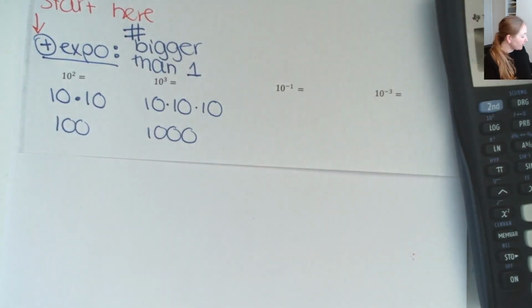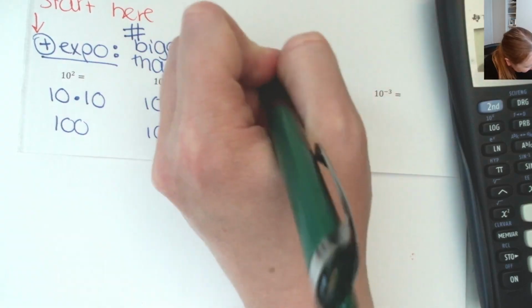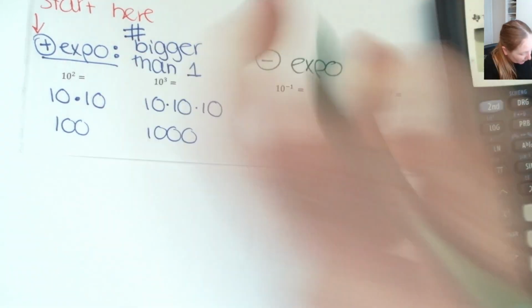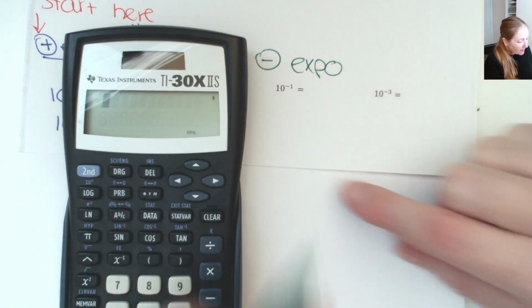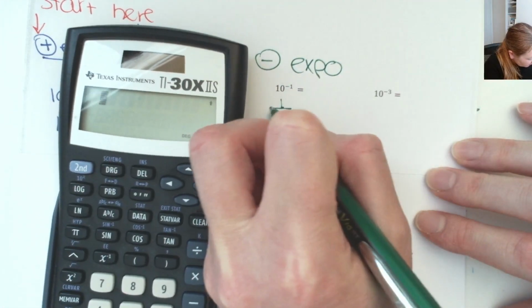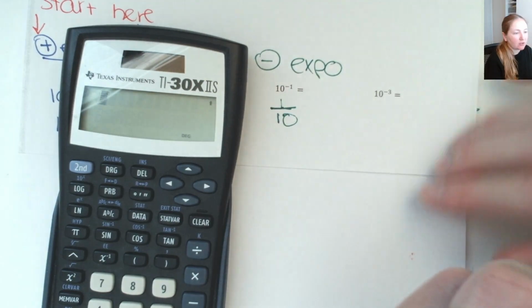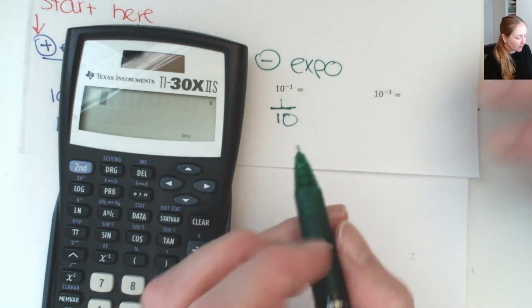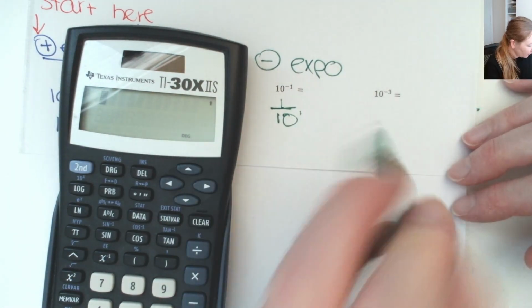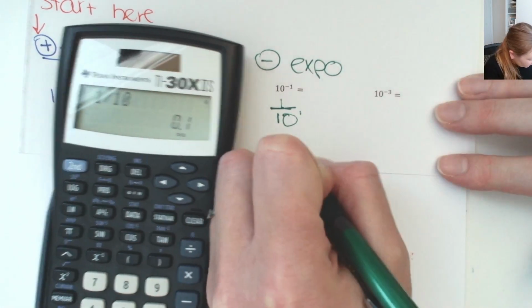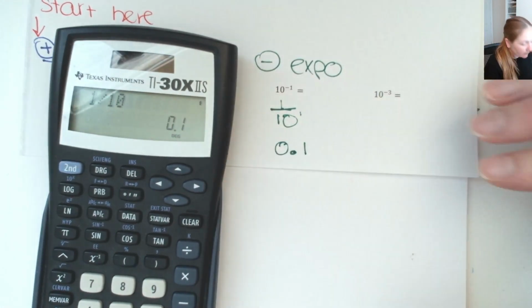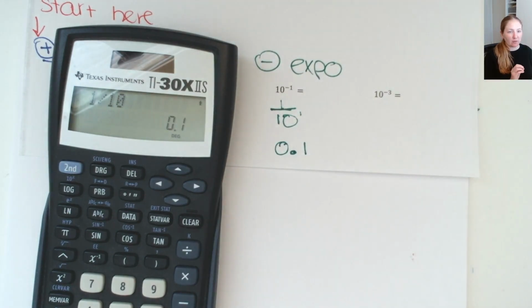Now, if you compare that to a negative exponent, such as 10 to the negative 1, remember what we do with our negative exponents, we move them down into the denominator. So this is really 1 over 10 to the first, and 1 divided by 10 is 0.1. So a negative exponent is actually generating for us a decimal, like a 0.1.